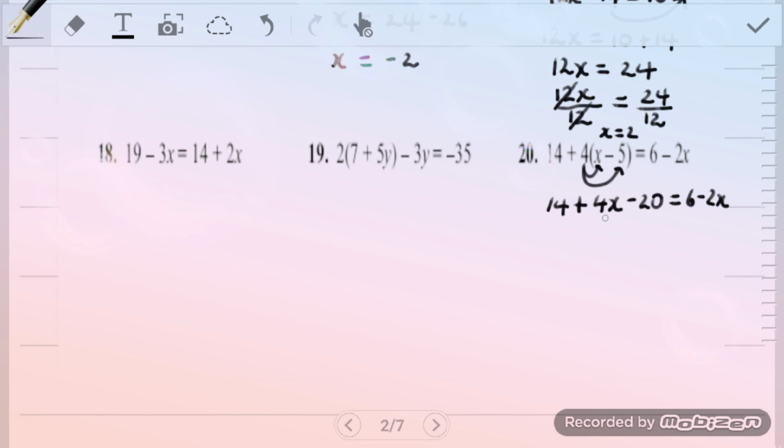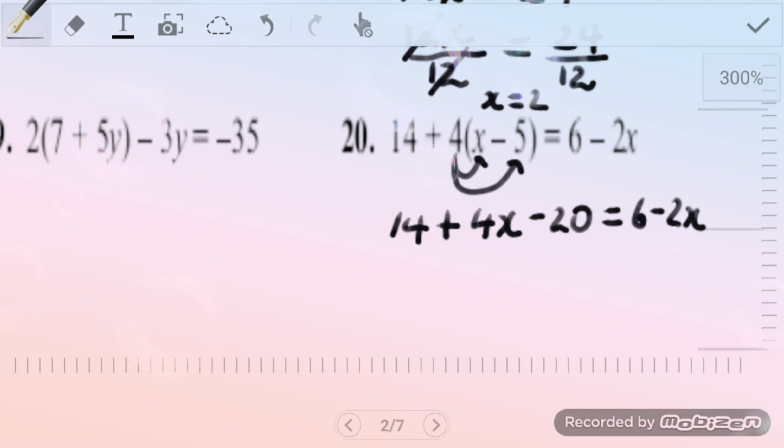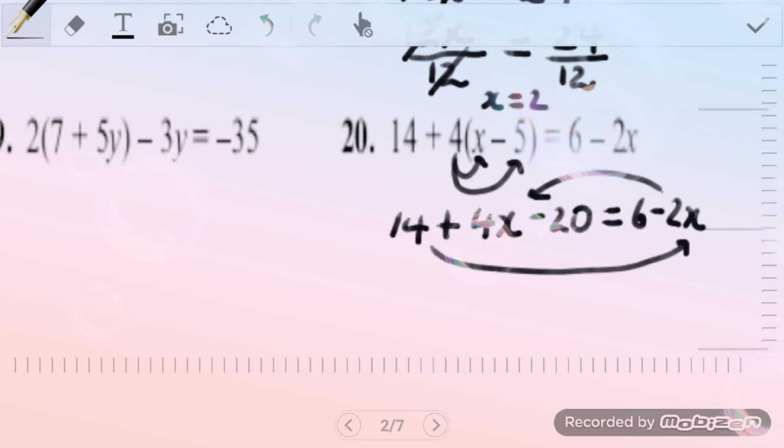So I have a 4x here, and I notice that I have a negative 2x on the right side. Obviously, positive 4 is larger than negative 2, so I would transpose the 2x to the left side. Let me just zoom up a little bit for you. I would transpose the -2x all the way over here. Bringing the negative 2x over forces me now to bring the 14 back over here, because I need all the numerical values on one side. Notice that I also have a negative 20 on the left. I need that to be on the other side.